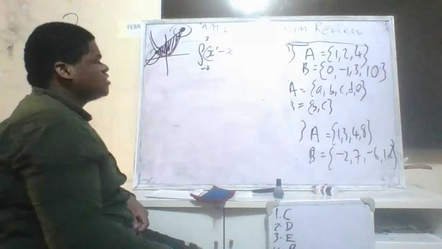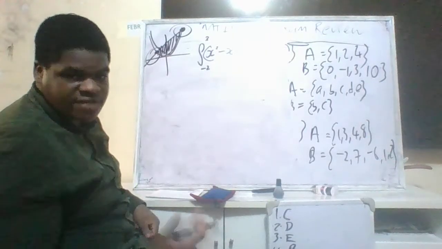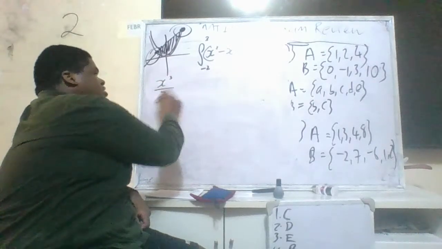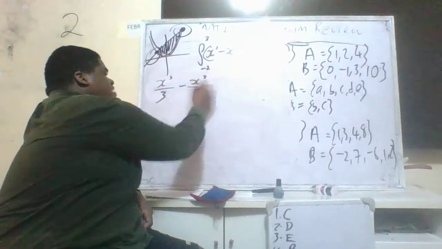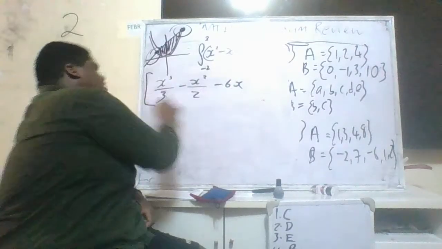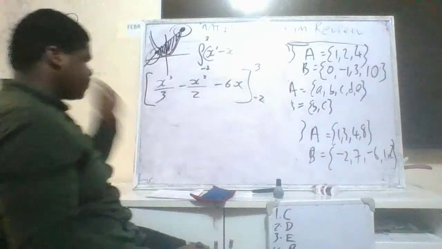So how do you find this integral? Remember, like I said last time, with the definite integral you first find the indefinite integral. How do you find the indefinite integral? This will be x to the power of 3 divided by 3 minus x squared divided by 2 minus 6x. Then you apply the definite integral. The definite integral is from negative 2 to 3.